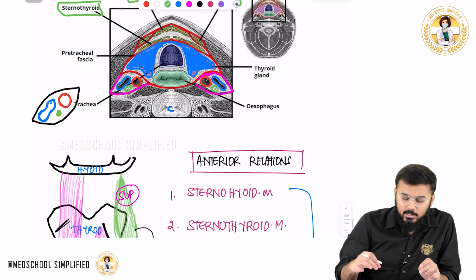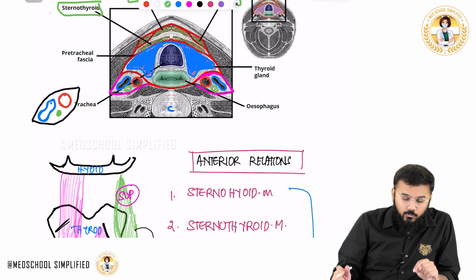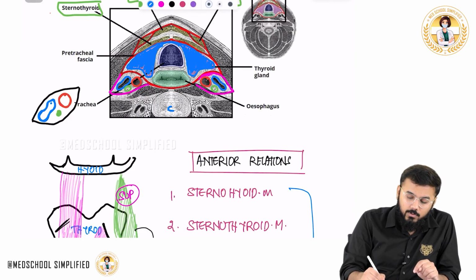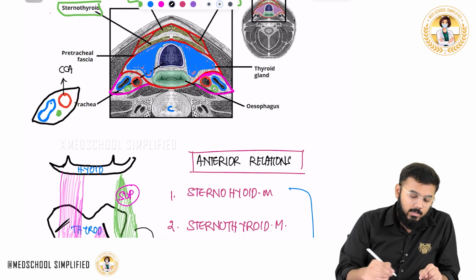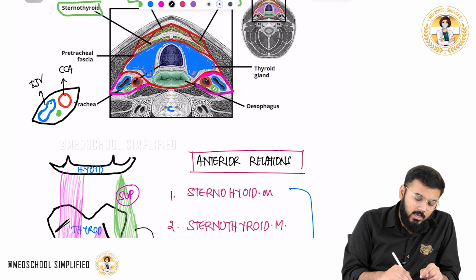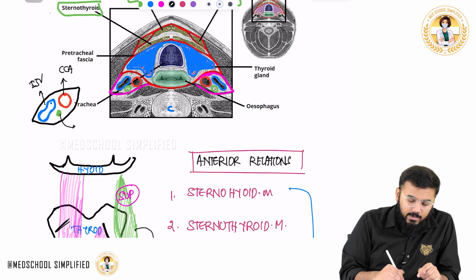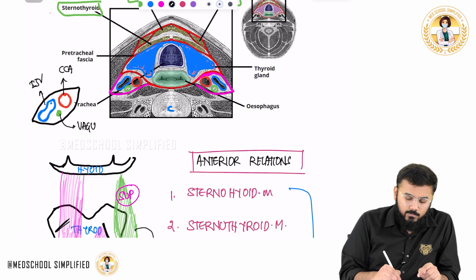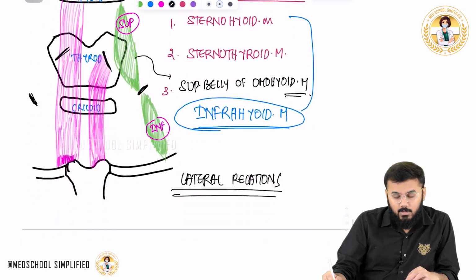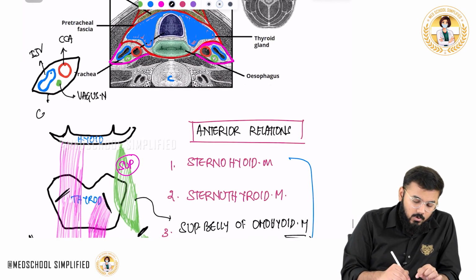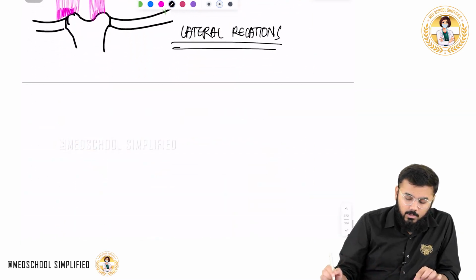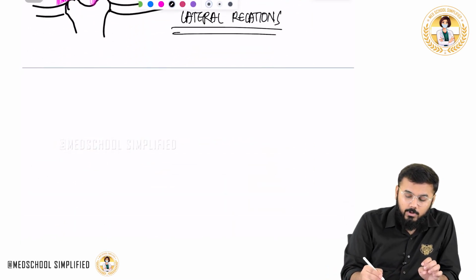So what are these three structures over here? This particular structure over here is called as common carotid artery. The blue one is called as internal jugular vein. And this green one over here is called as your vagus nerve. So all of the three are enclosed in a sheath, and this sheath is called as carotid sheath. Carotid sheath.